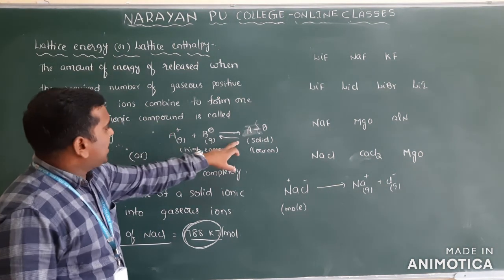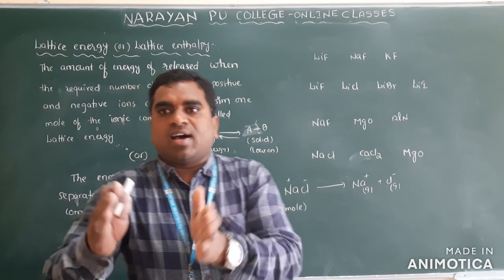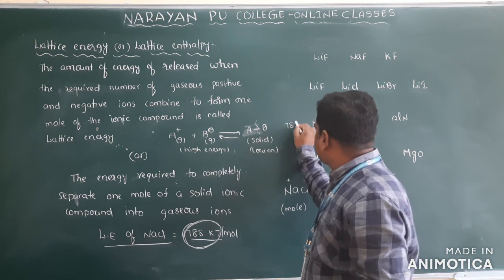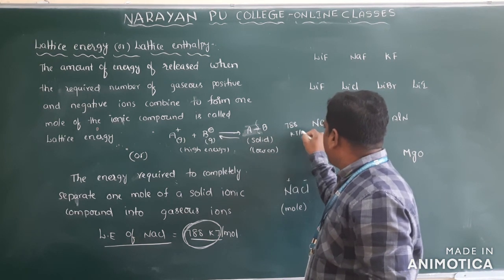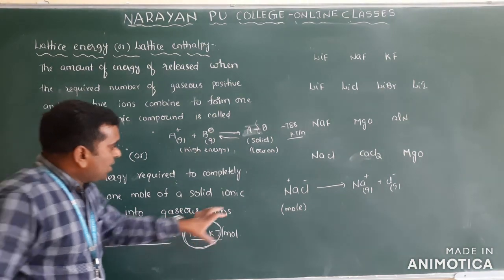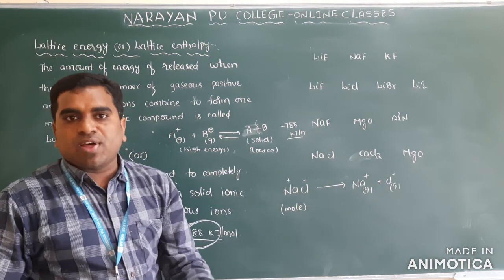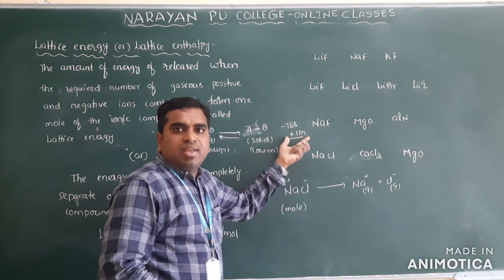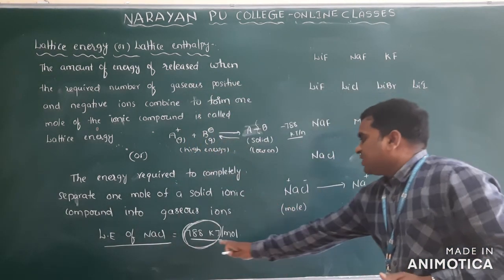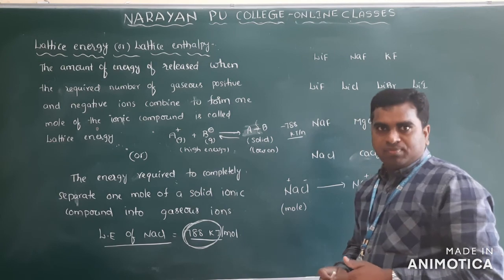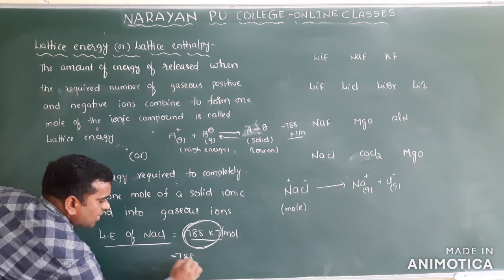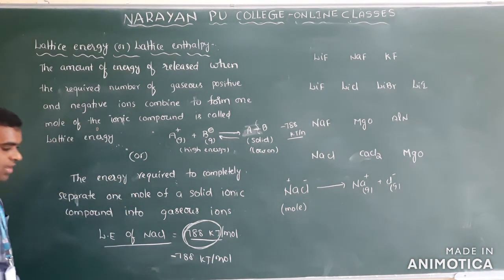Clear? In this case, the energy released we represent by a negative sign. Suppose energy is released, 788 kJ/mol, we write this as negative. Why? Because energy is released, which means an exothermic reaction. And here, energy is required to break, which is an endothermic reaction. Exothermic means the energy values will be negative, and endothermic means positive. So I will write minus 788 kJ/mol.